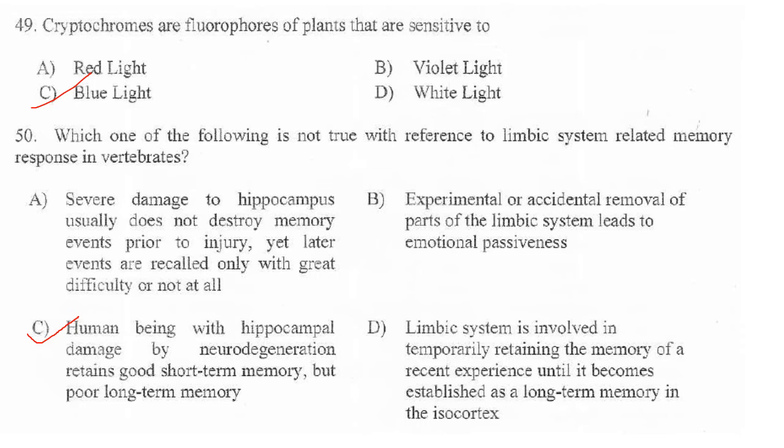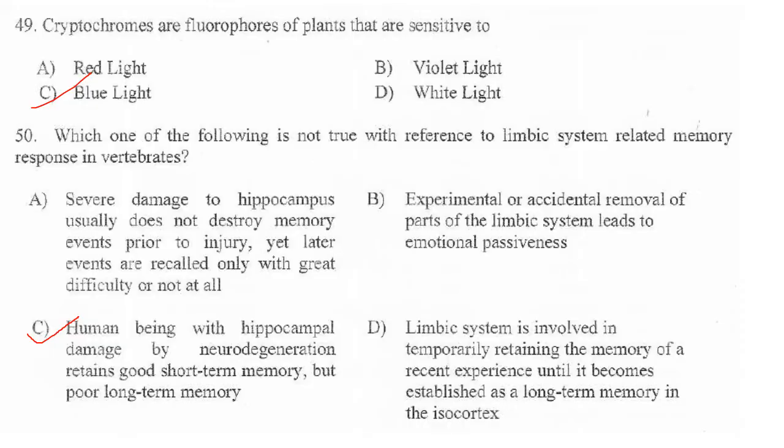Then coming to the next question. Cryptochromes are fluorophores of plants that are sensitive to. So they are sensitive to blue light. Answer is option C, blue light. Then which of the following is not true with reference to limbic system related memory responses in vertebrates? So human beings with hippocampal damage by neurodegeneration retain good short-term memory but poor long-term memory. So that is the answer.